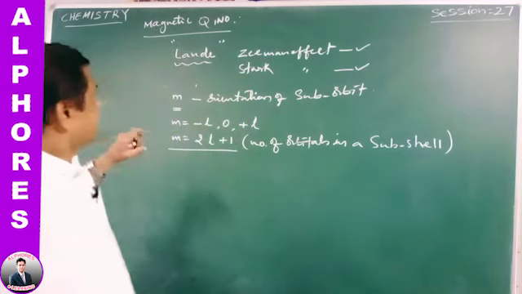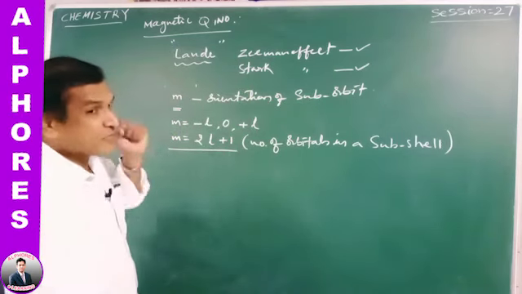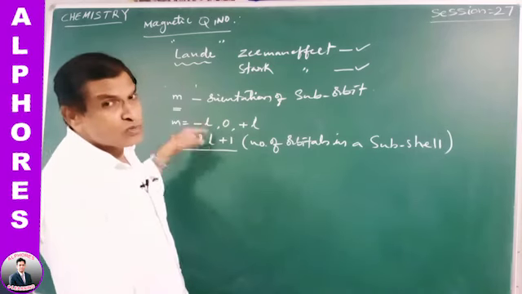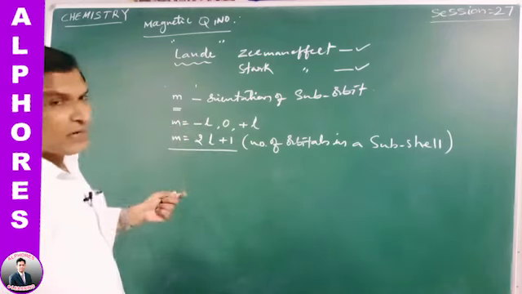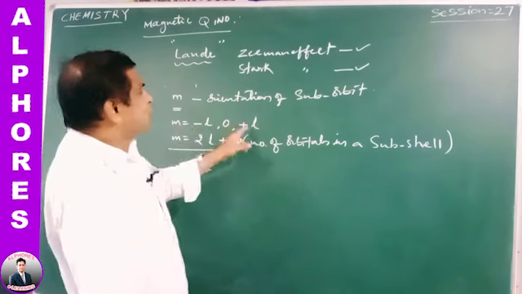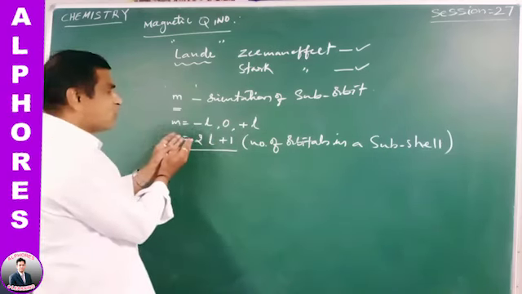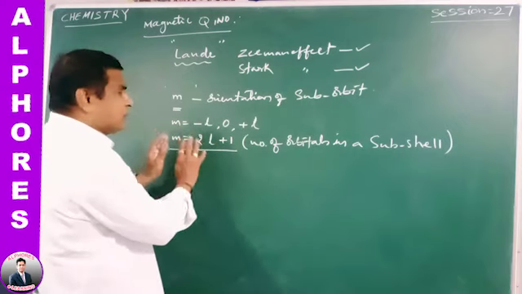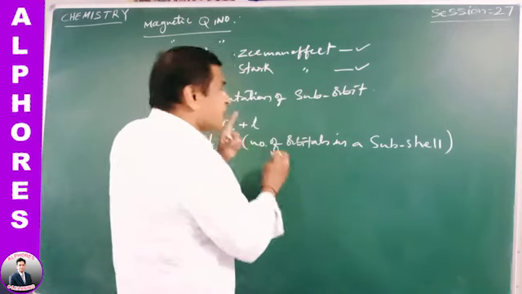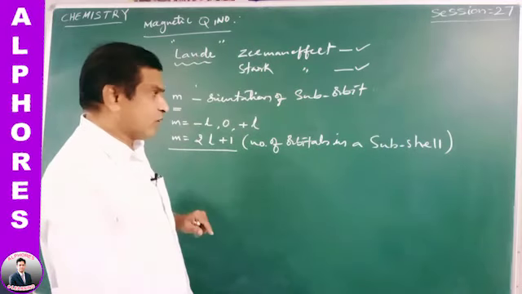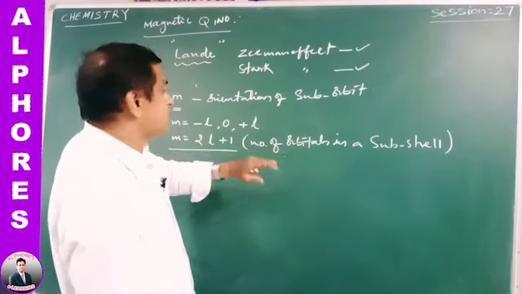M values depend on the azimuthal quantum number value, that means L values. The M values range from minus L to plus L including 0. The total number of orientations is equal to 2L plus 1. The total number of orientation values indicates the number of orbitals in a subshell. We should remember that, it is important.